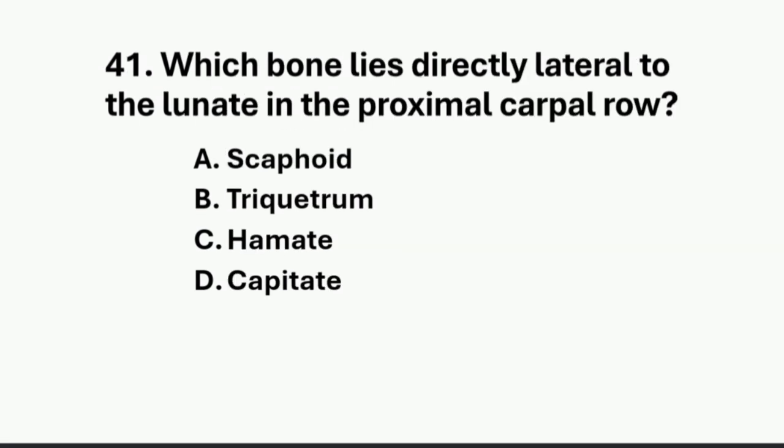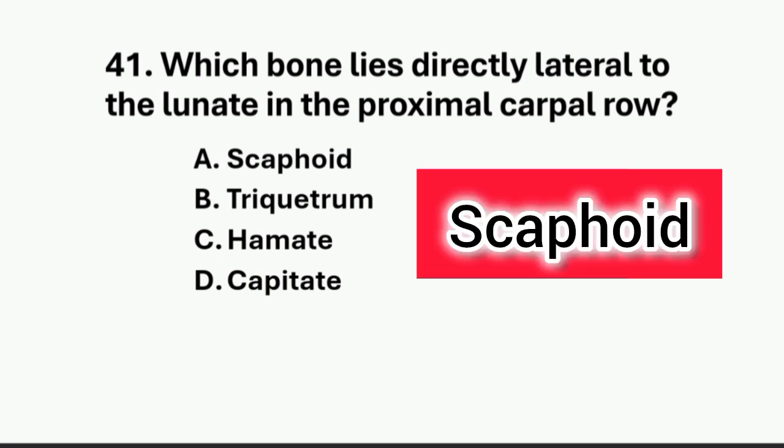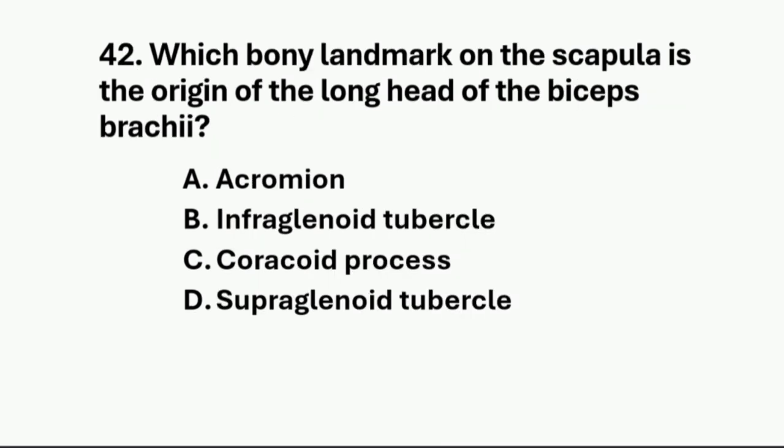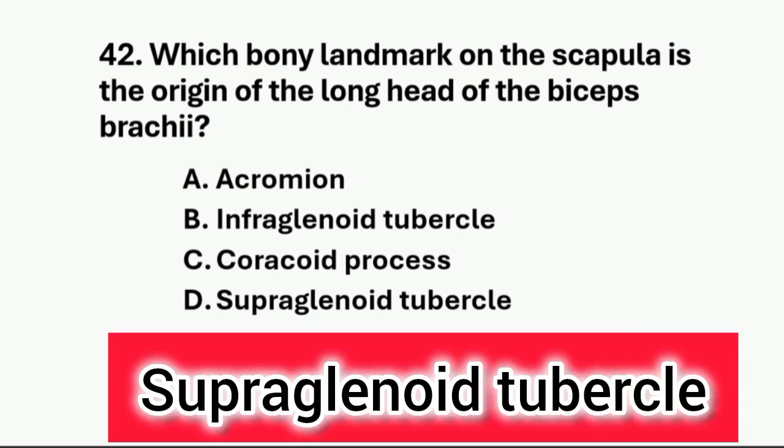Which bone lies directly lateral to the lunate in the proximal carpal row? Correct answer for this is option number A, scaphoid bone. Which bony landmark on the scapula is the origin of the long head of the biceps brachii? Correct answer for this one is supraglenoid tubercle.